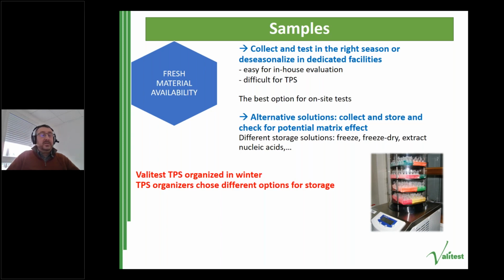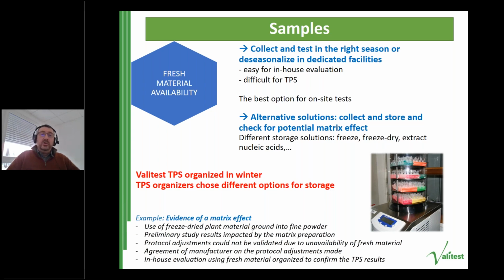In the case of the TPS organized in the VALITEST project, it was organized in winter. So most of the TPS organizers choose different options for storage. Here is an example of an evidence of a matrix effect. On the TPS, freeze-dried plant material ground into fine powder was used.